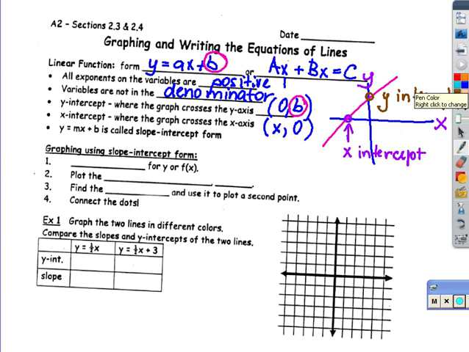y = mx + b. I'll frame it here for you. It's called slope-intercept form. Again, I told you, because of the b being the y-intercept, you will probably get to love this form of expressing the line. Now our job is to graph using this particular form, the slope-intercept.